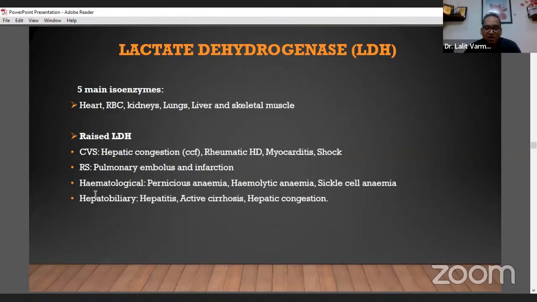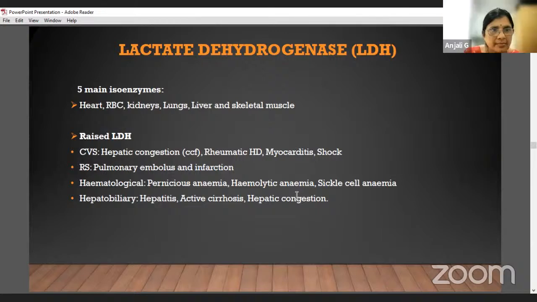LDH, we do it post-transplant just to see, but basically it is an isoenzyme found in heart, kidneys, lungs, liver, and skeletal muscle. When we talk about hepatobiliary, then of course we see an elevation in hepatitis, active cirrhosis, and hepatic congestion. Three things in which LDH is elevated.